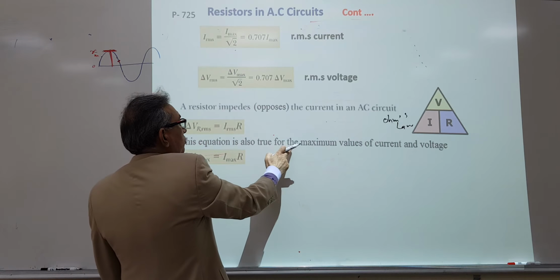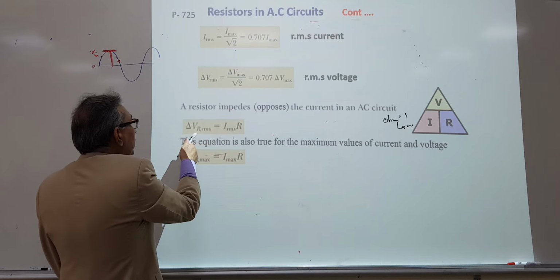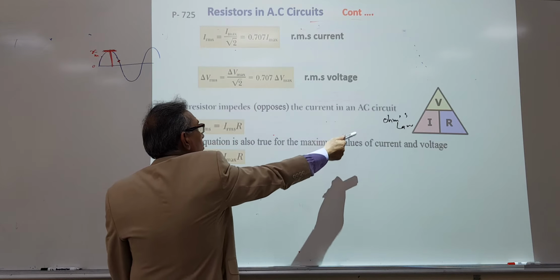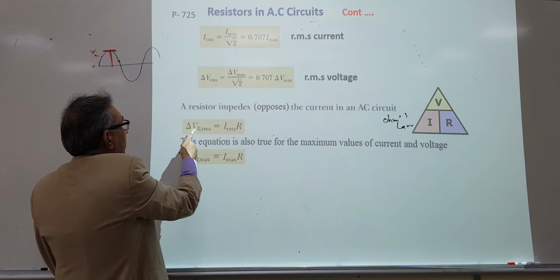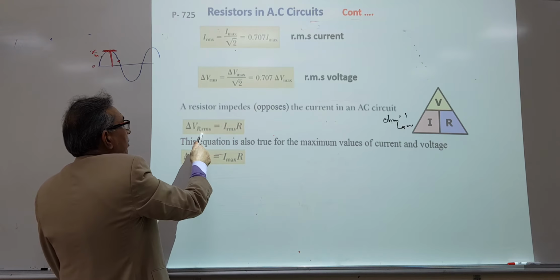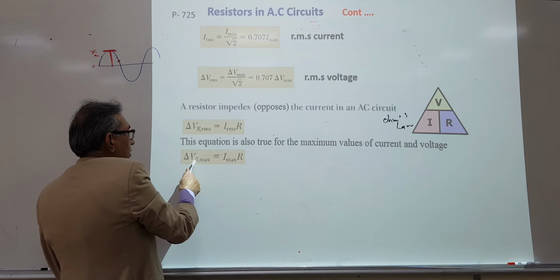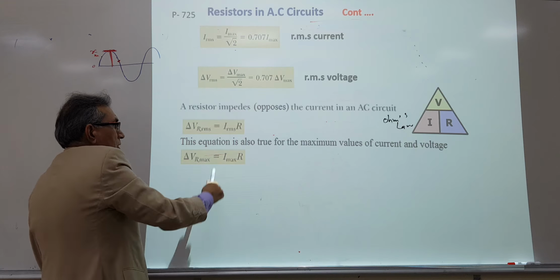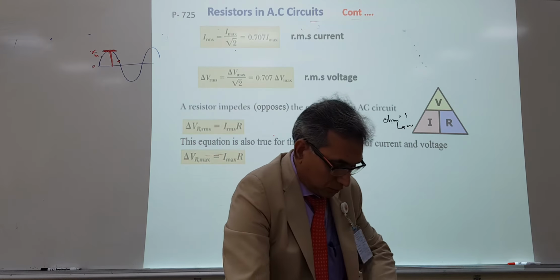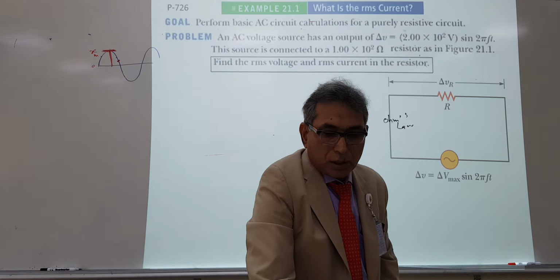This equation is also true for the maximum values. So this is Ohm's law for RMS. The same Ohm's law is valid: V is equal to IR. Here you have RMS, here you have maximum. So V sub R max, the voltage across resistor R maximum value, is equal to I max multiplied by R.